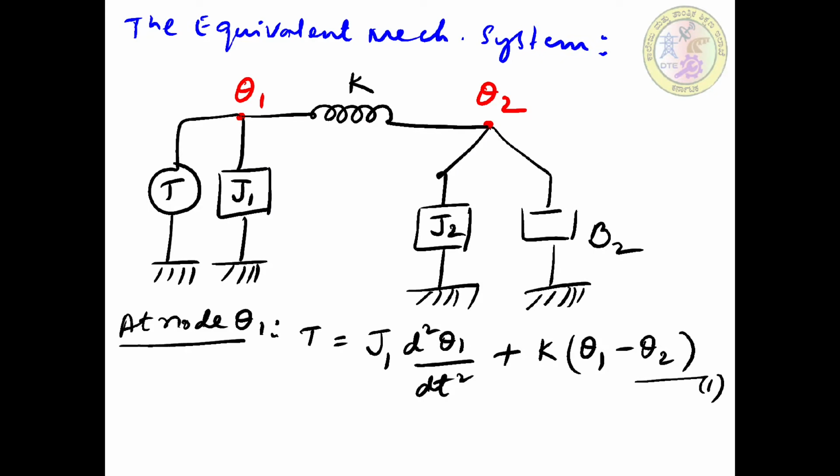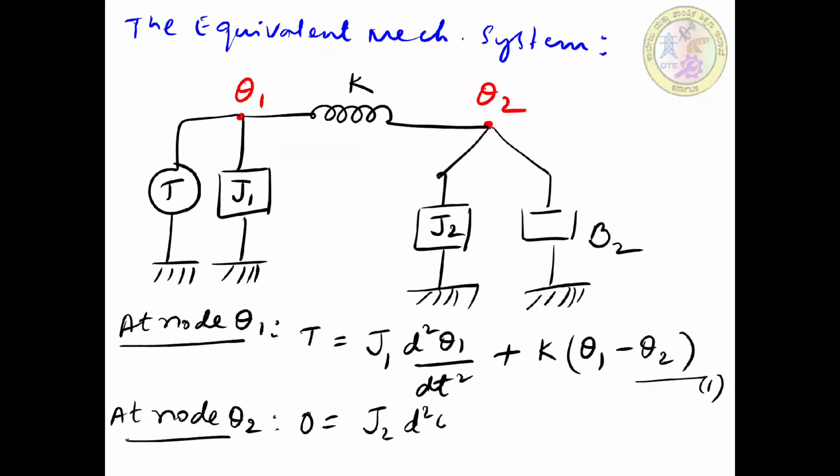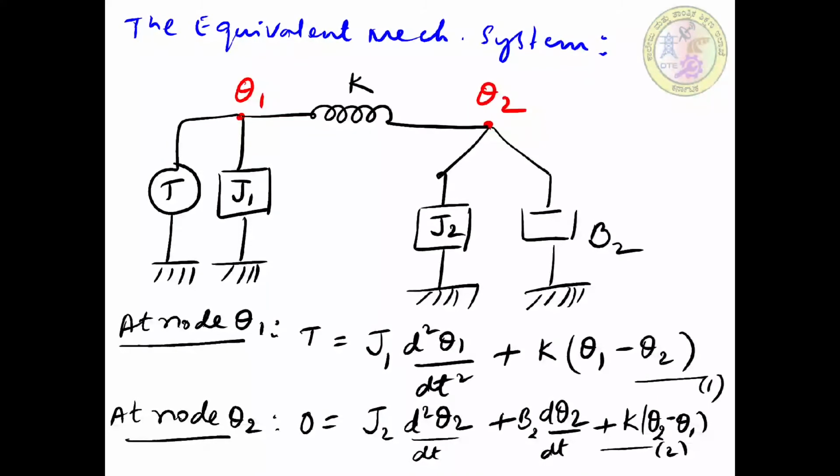Similarly, at node theta 2, we have another equilibrium equation: J2 into d square theta 2 by dt square plus, so now we have to connect both B2 as well as K. So first write B2 into d theta 2 by dt plus the spring, which is K into theta 2 minus theta 1. So this is equation 2. Okay.